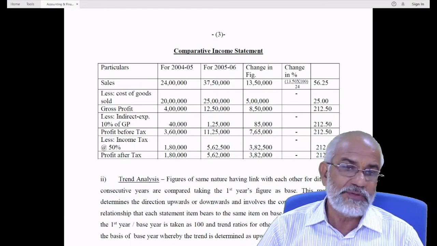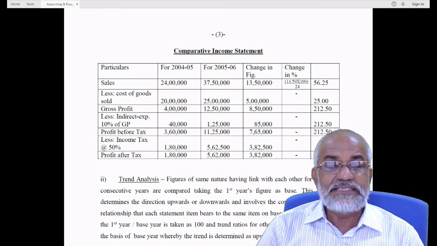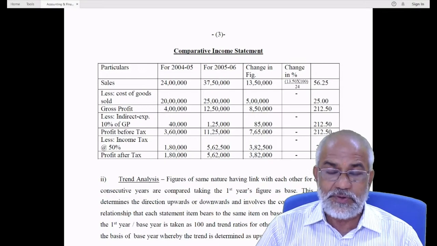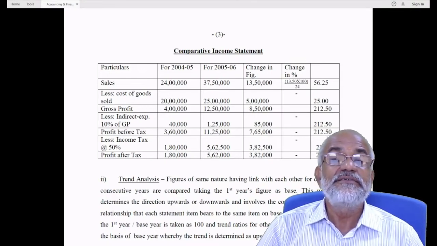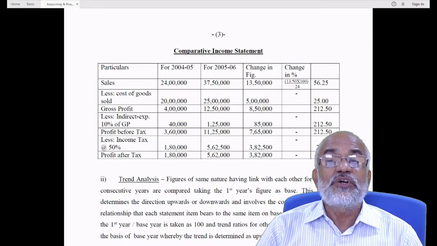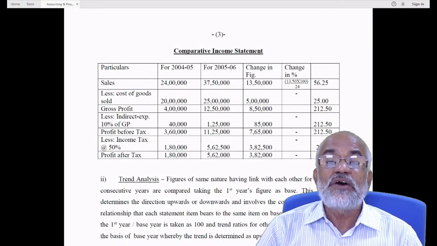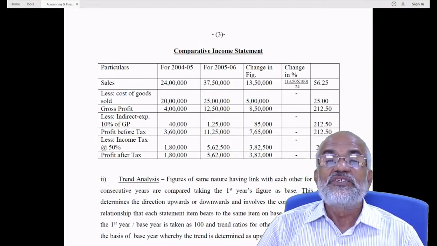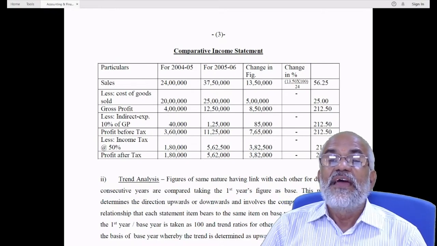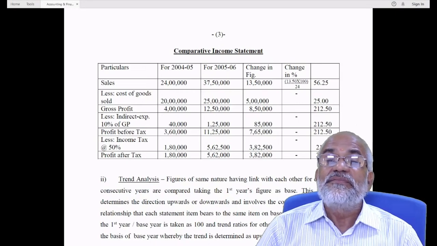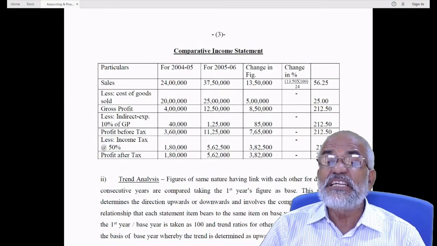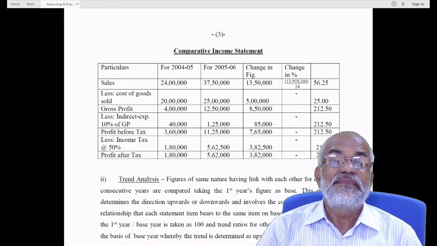Then in the income statement, from the sales, the cost of goods sold has to be deducted to determine the gross profit. It is done here accordingly. So the cost of goods sold is 20 lakhs for the year 2004-05, and for the year 2005-06 it is 25 lakhs. So the change in cost of goods sold is 5 lakhs. So in the change in figures column, absolute change in figures, it is coming 5 lakhs positive. And when it is put in form of percentage, it is coming 25%.